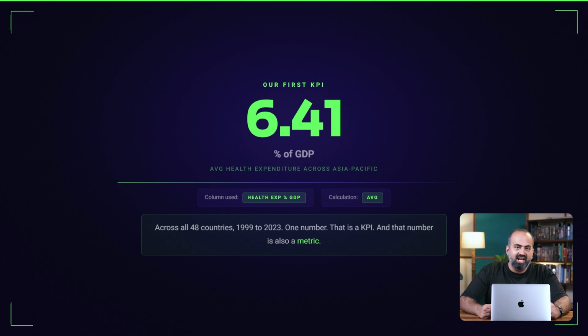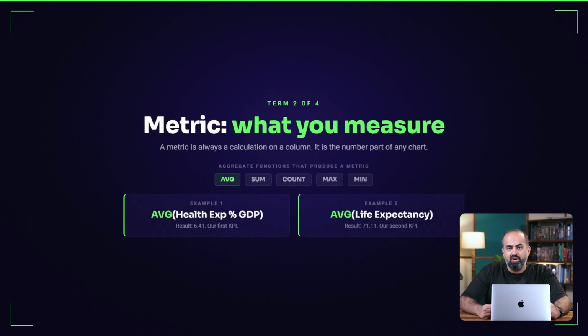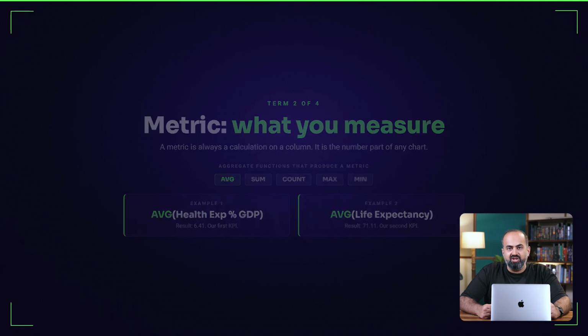In our dataset, our first KPI is this: What is the average health expenditure across all countries in Asia Pacific? A single number can answer this question, and that number is a metric. A metric is what you are measuring. It is always a calculation on a column. Average of health expenditure, average of life expectancy. The metric is the number part of any chart.